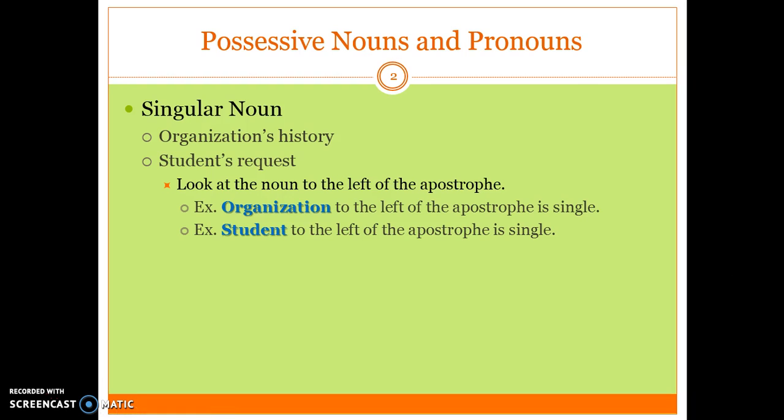Look at the noun to the left of the apostrophe. In organization, when you look to the left, you see that the word organization is singular. Same thing for the word student. If you look to the left of the apostrophe, this tells you whether your noun or your pronoun is singular or plural.